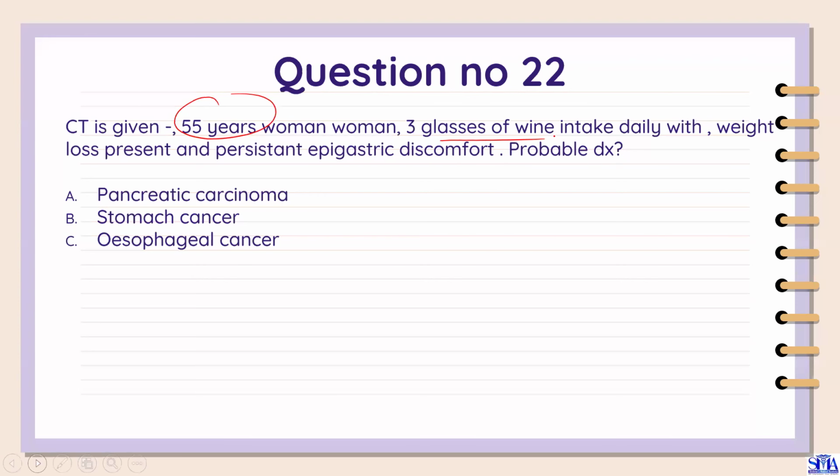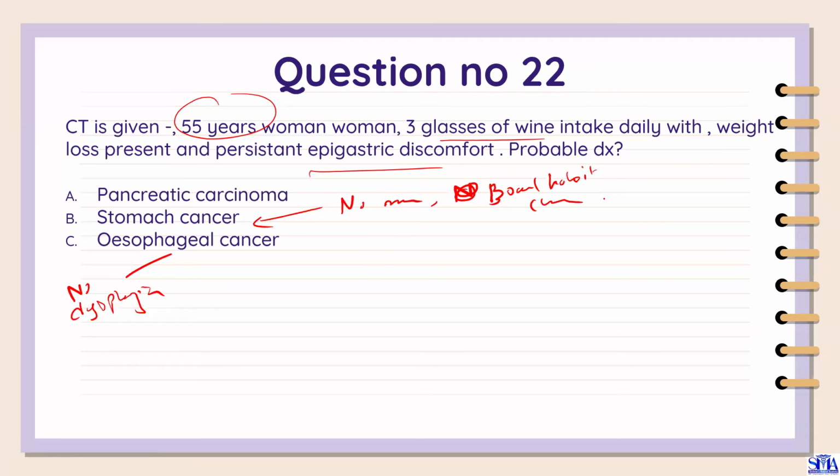A 55-year-old woman, alcoholic, with weight loss and persistent epigastric discomfort. What is the probable diagnosis? Her age is 55. Alcoholic, weight loss, epigastric. Okay, can it be esophageal cancer? No dysphagia. No mass. Nothing mentioned about bowel habit change. Bowel habit changes are common in these cases. Even though weight loss is a key feature, epigastric and weight loss can be close.